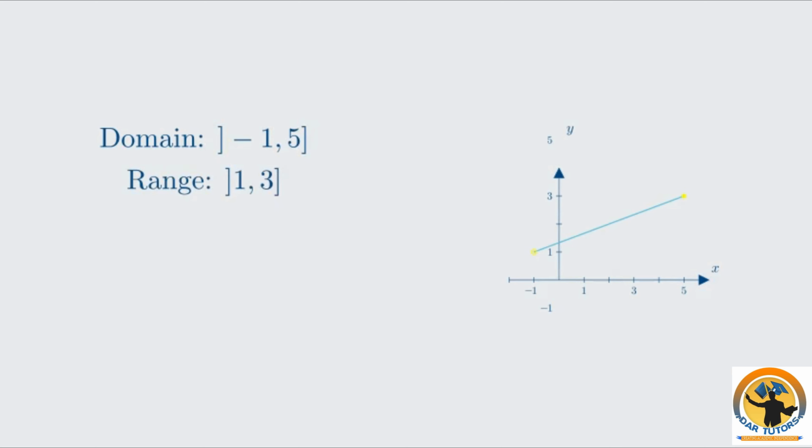Next, let's look at this graph. The domain is the set of all x values for which the graph exists. The graph starts at x equals negative 1 and ends at x equals 5. The open circle at negative 1 means it's not included, and the closed circle at 5 means it is. So the domain is the interval from negative 1 to 5, with 5 included.